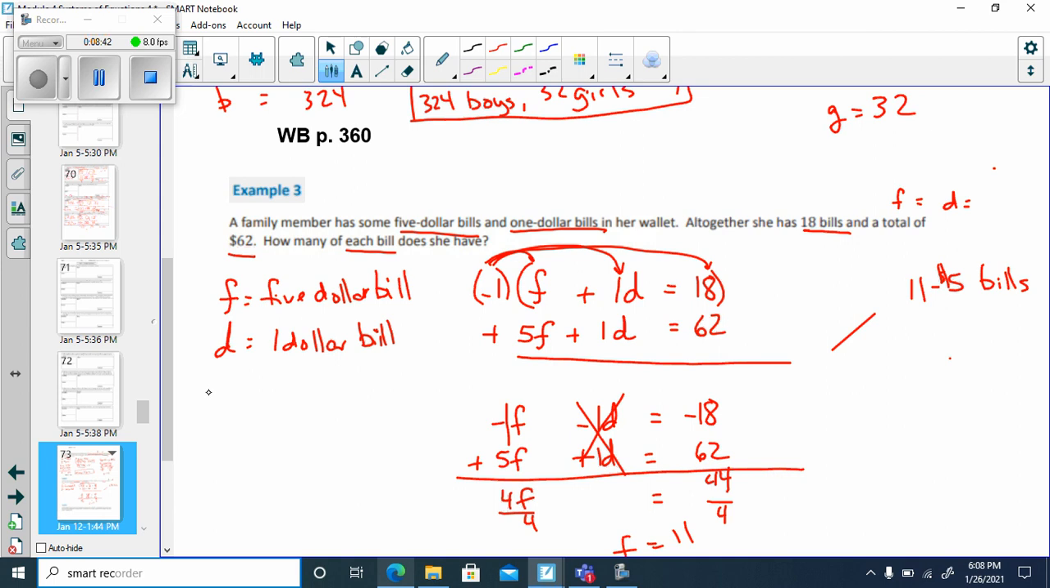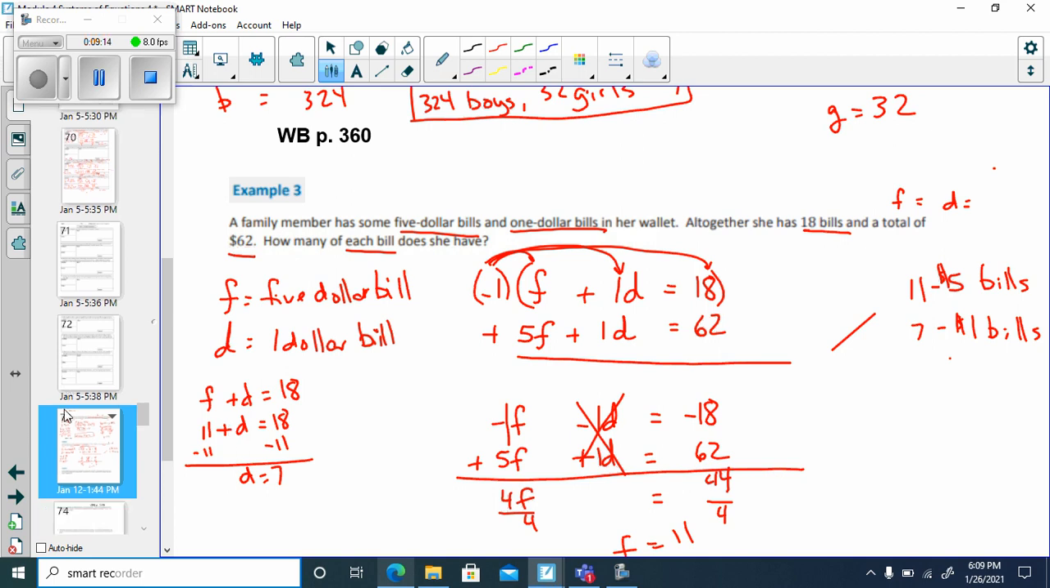So let's plug that into here. The number of $5 bills plus the number of $1 bills is equal to 18. I've got 11 $5 bills. So 11 plus D equals 18. Let's subtract 11 from each side, and D would be equal to 7. I've got 11 $5 bills, and I have 7 $1 bills. Okay? You can check yourself by plugging it into both equations and see if it works.